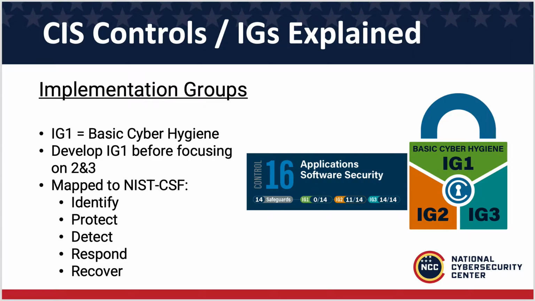First, we'll talk about the implementation groups within the CIS Controls. You have 3 groups, 1, 2, and 3. Within each group, there are a certain number of safeguards within this control. You have 14 safeguards. IG1 is your basics. Levels 2 and 3 are a little bit more advanced. So their suggestion is that you tackle IG1 first, and all those sub-controls or safeguards across all of the controls, so you have good basic practices across your entire security landscape.